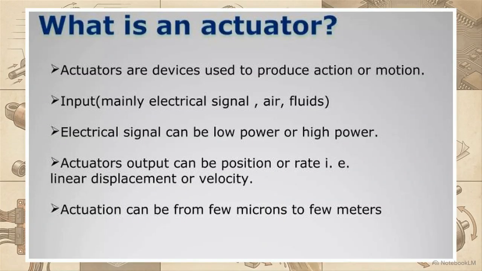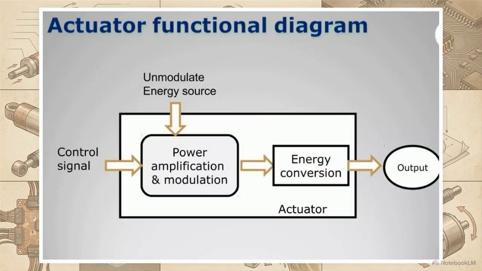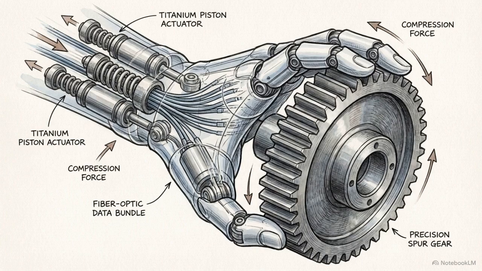Actuators are devices used to produce physical action or motion. They accept inputs like electrical signals, air, or fluids, and generate physical outputs like linear displacement or velocity. This movement can range from microns to meters. This diagram traces how an actuator achieves power amplification. A low-power control signal enters from the left, modulating a massive supply of unmodulated energy from the top. This intersection triggers power amplification, routing energy through an internal converter to produce the final physical output. The actuator completes the translation. It is the hardware that allows software to physically manipulate a mechanism.